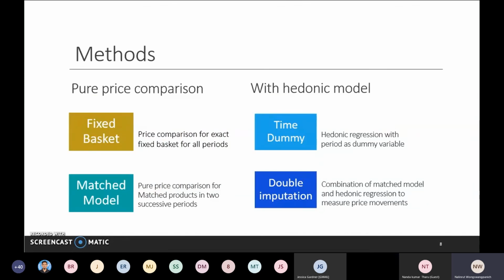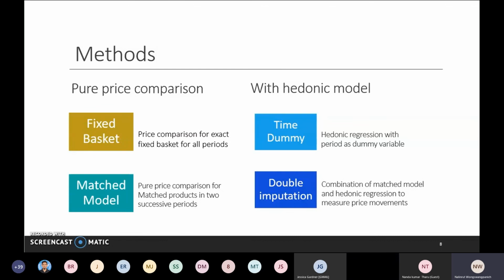We calculate the price index using 4 methods: fixed basket, match model, time dummy, and double imputation. Fixed basket and match model are calculated using pure price comparison over periods without any statistical model involved. The difference is that the fixed basket compares only products that are available through all periods, while the match model compares the matched products in 2 successive periods.